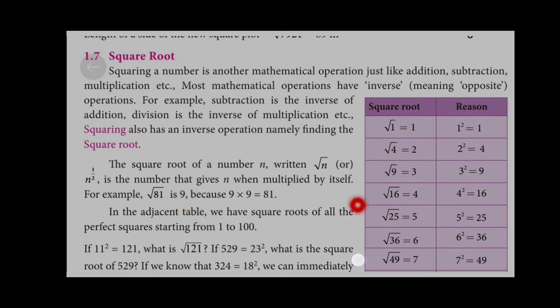If you see, the square root of 16 is what? 4, because 4 fours are 16. The square root of 25 is 5. 5 fives are 25. Understand? Here the perfect squares are given, and the reason is also given.